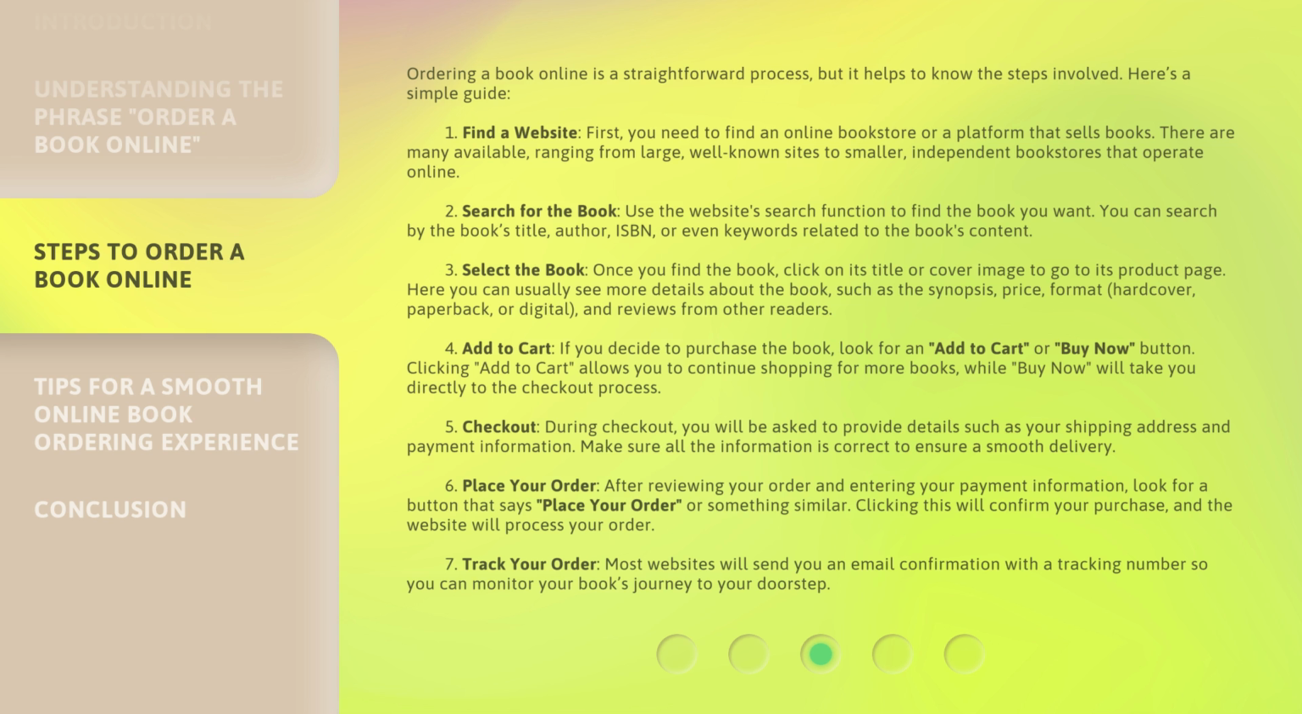Ordering a book online is a straightforward process, but it helps to know the steps involved. Here's a simple guide. 1. Find a website. First, you need to find an online bookstore or platform that sells books. There are many available, ranging from large, well-known sites to smaller, independent bookstores that operate online.